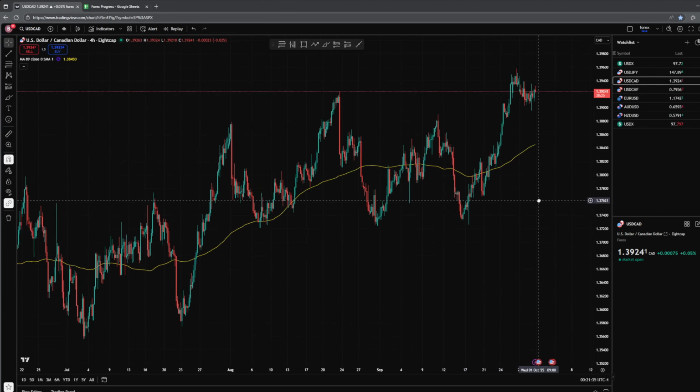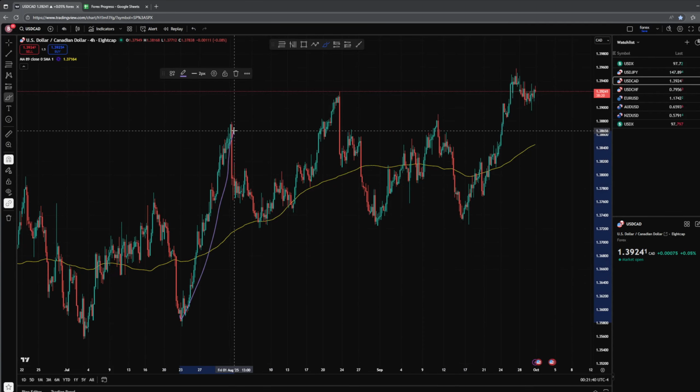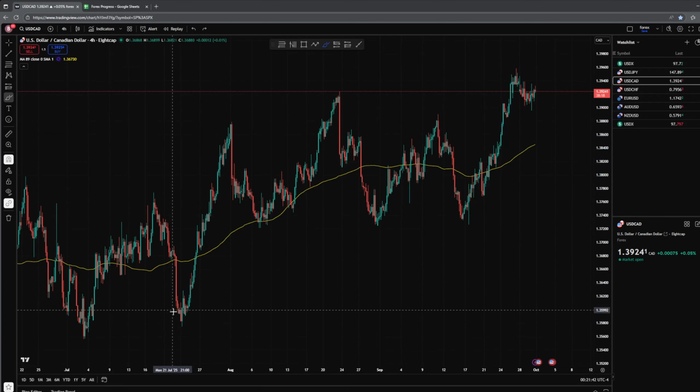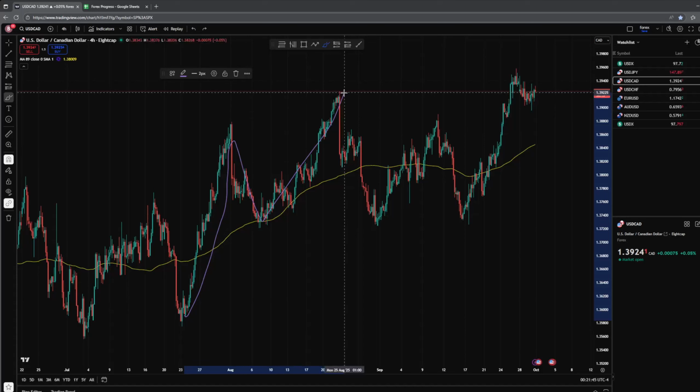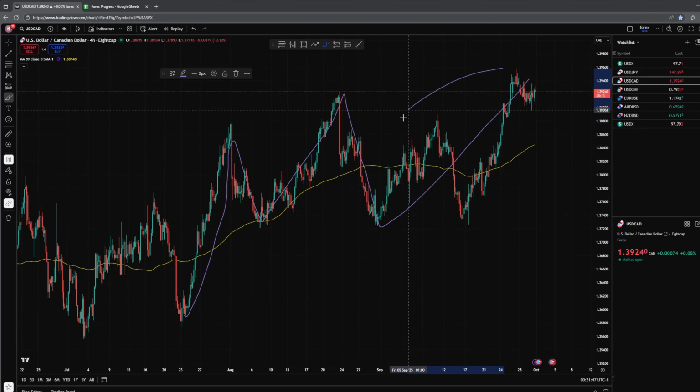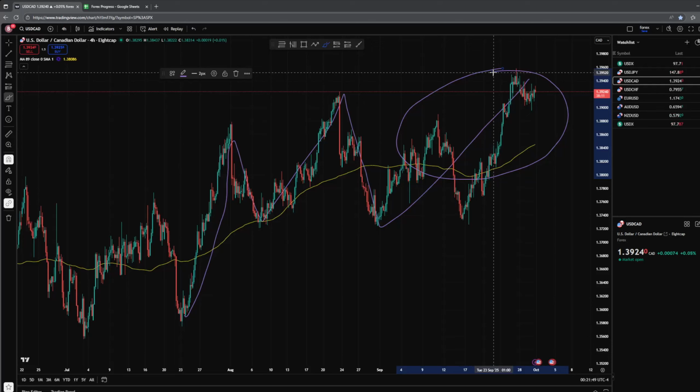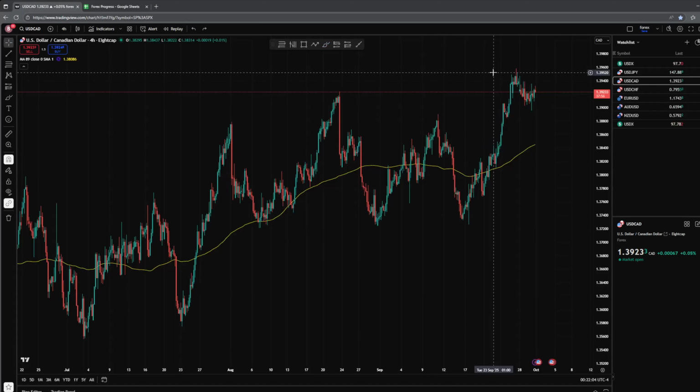USD Canada dollar, loonie. So here we have up, retracement up, and the majority of the candles are hanging out above the yellow moving average line, right? So that means the overall trend is up and USD is getting stronger against the Canadian dollar, which obviously conflicts with our USD index chart, and that's why we're not gonna trade loonie.